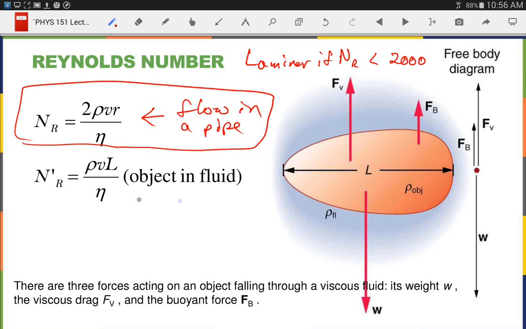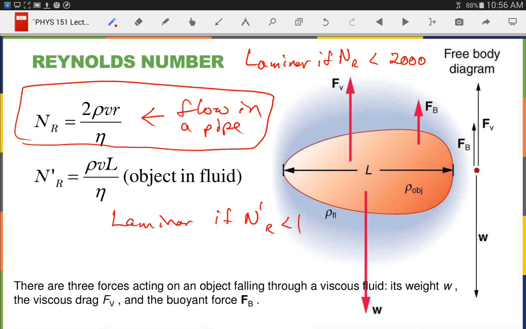For an object moving in a fluid using this equation, you have a laminar flow if N'_R is less than 1. And if that is larger than 10, you're going to have it change from the drag force proportional to speed, to drag force proportional to speed squared. Your turbulence increases as the Reynolds number increases. And when you get to very large Reynolds numbers for this, you get much more turbulent flows and not just proportional to v squared anymore.